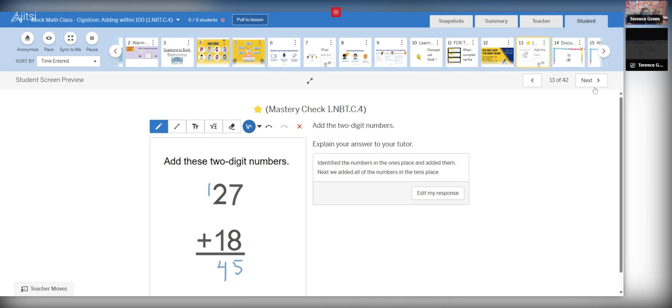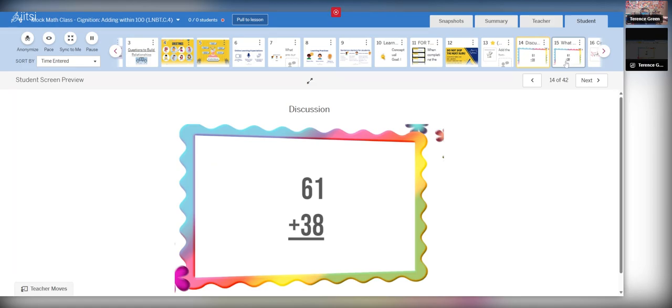Okay? So good for you guys. You did a great job with that one. And let's move on to the next one. Okay? So this one is another one where I'm going to ask you very similar questions. What did you notice about this one in terms of place value? What digits are the 1 and the 8 in? Or what place value are the 1 and the 8 in? They're in the ones place, yes.